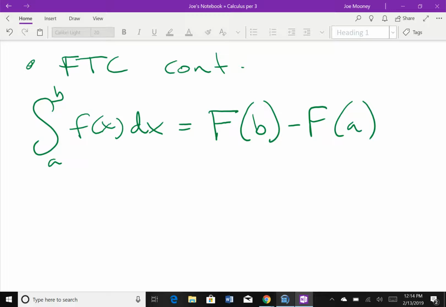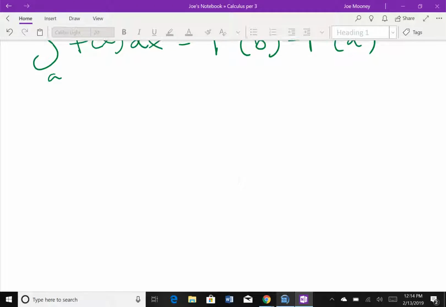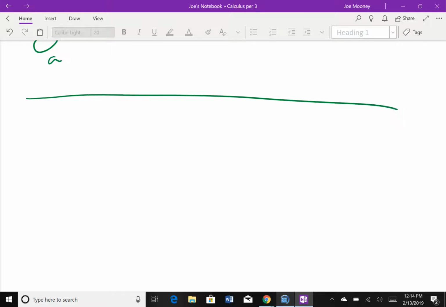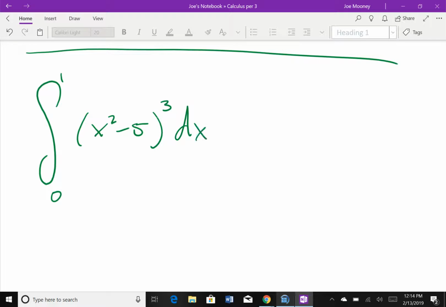Now, all of today, you probably really don't even need this, and I'm going to fly through it pretty quickly, but I'm just going to show you a couple of things so you remember. So the process, you know absolutely everything. If I asked you to find the integral from 0 to 1 of (x squared minus 5) cubed dx, the only way you can do that is by expanding it first.